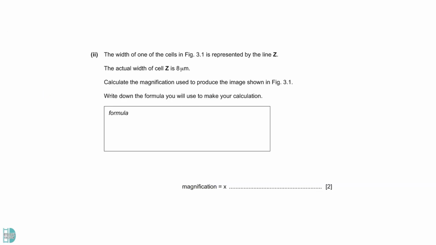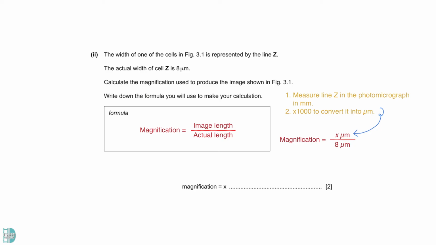A2 wants you to calculate the magnification used to produce the image. The formula is magnification equals image length over the actual length. Use your ruler to measure line Z in the photomicrograph and express it in millimeters. Then, convert it to micrometers by multiplying by 1000. Divide it by 8 micrometers and you will get the magnification.